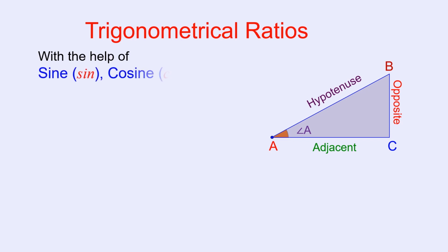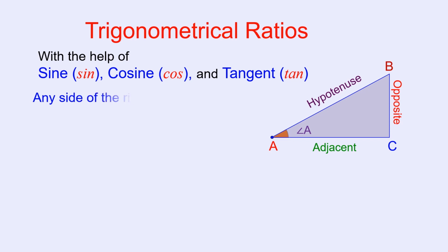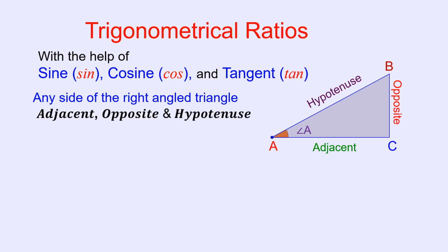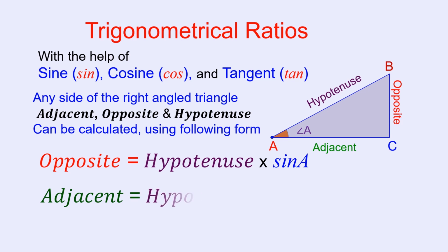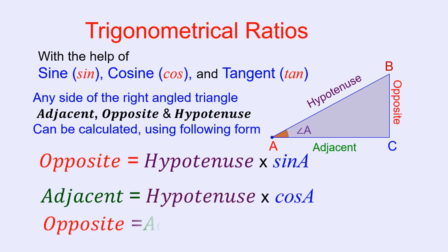With the help of sine, cosine, and tangent, any side of the right-angled triangle, adjacent, opposite, and hypotenuse, can be calculated using the following forms. Opposite equals hypotenuse into the sine of A. Adjacent equals hypotenuse into the cosine of A. Opposite equals adjacent into the tangent of A.